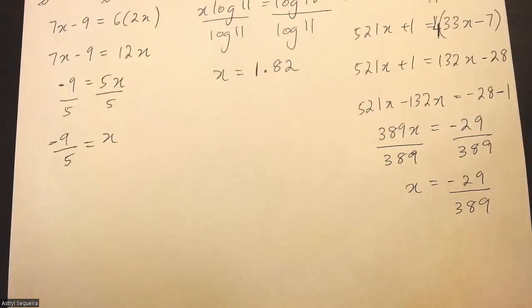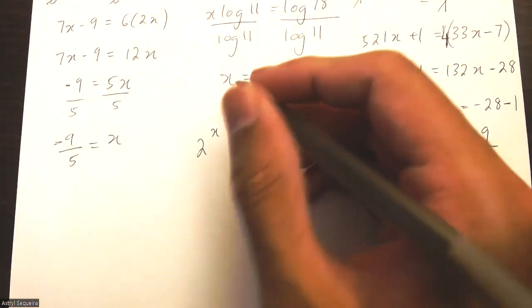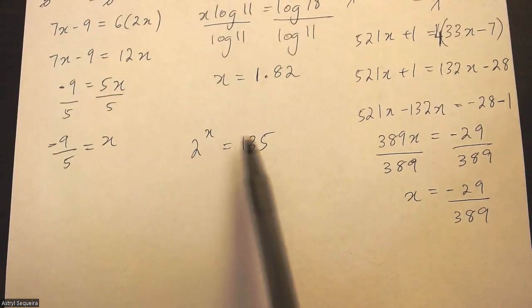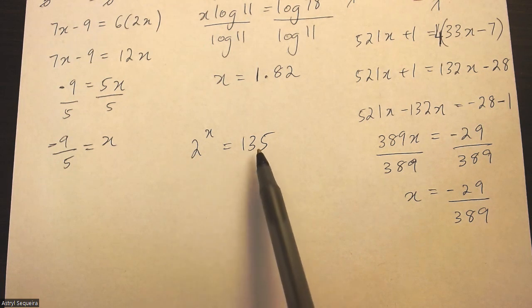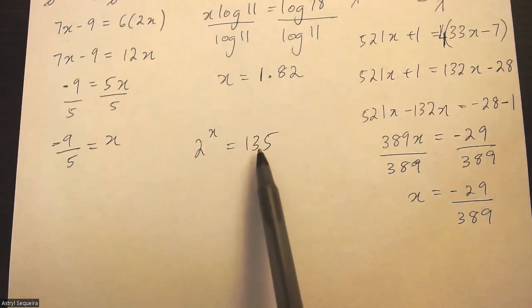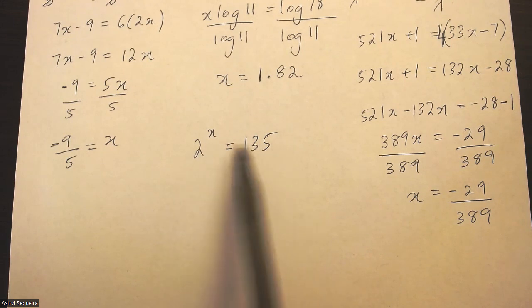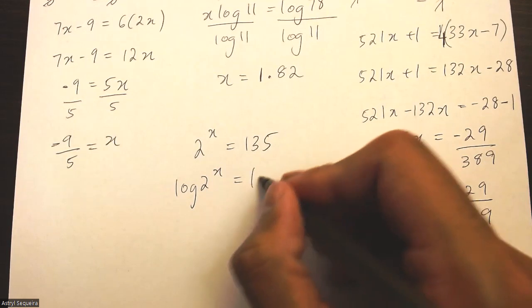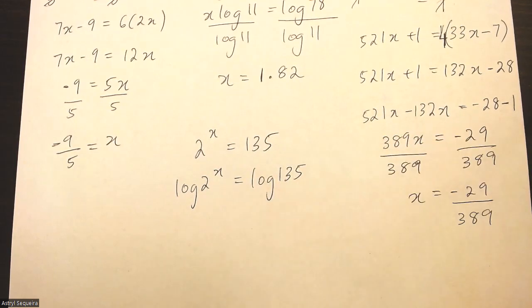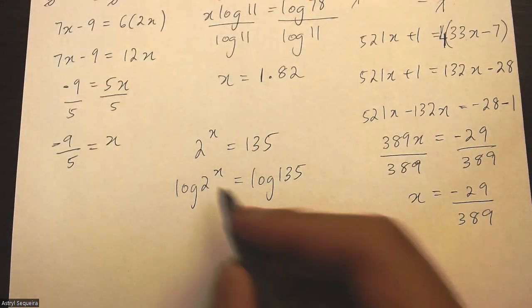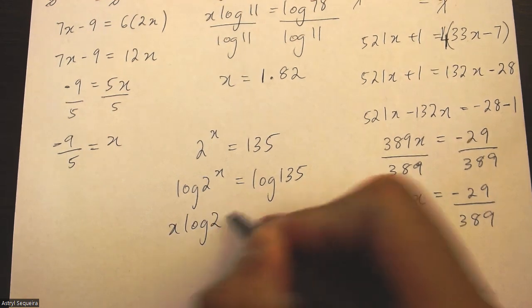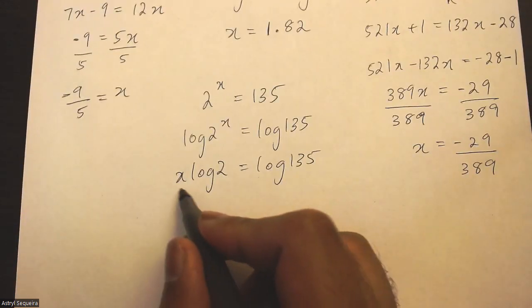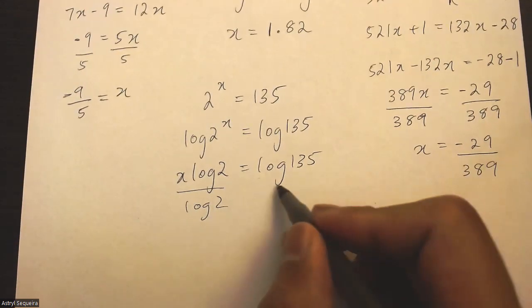And last question is 2 to the power of x equals 135. So again, in this one, I know I cannot make the bases the same. This is an odd number, so 2 to the power of any number will definitely not give me this. I'm going to use my rules of logs over here. So I'll log both sides. Then I'll bring my base down. And finally, I will divide both sides by log 2.